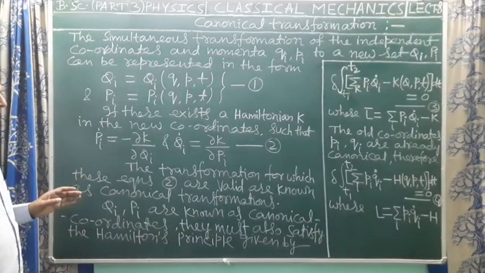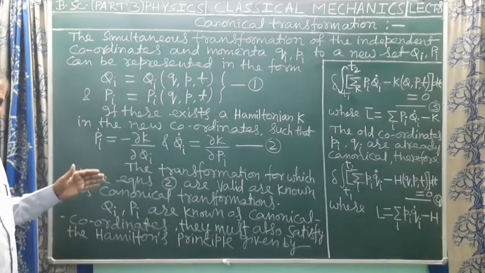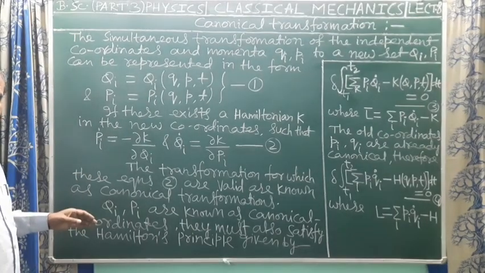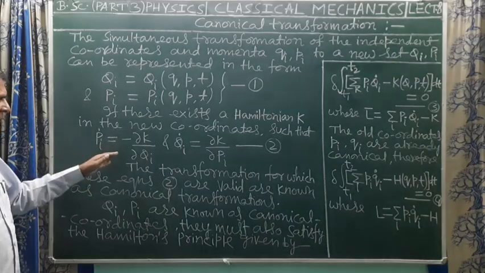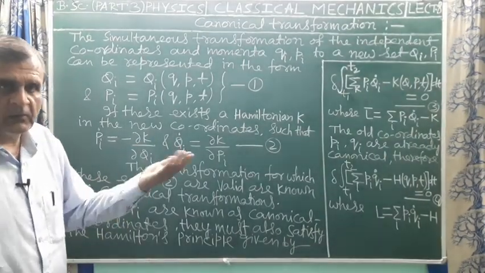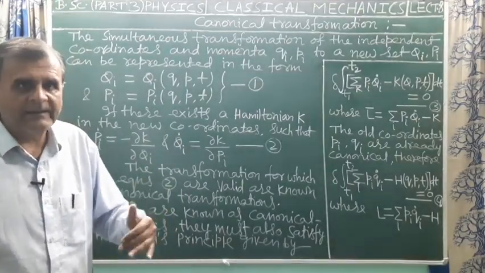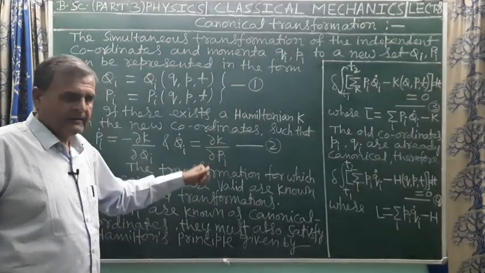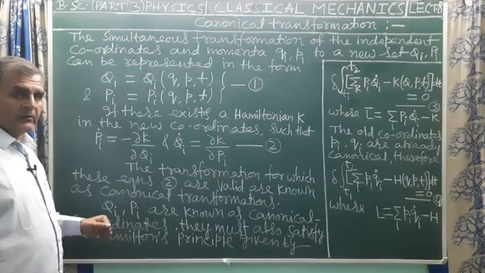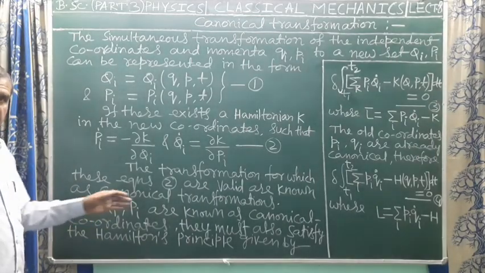If there exists a Hamiltonian capital K in the new coordinate system such that Pi dot, that is dPi by dt, the rate of change of momentum, equals minus del K upon del Qi, and Qi dot, that is the rate of change of the position coordinate, dQi upon dt, equals del K upon del Pi, and suppose this is equation number 2, then the transformations for which equations 2 are valid are known as canonical transformations.